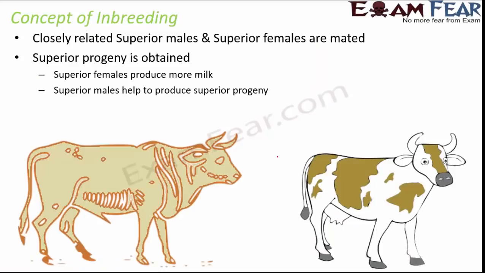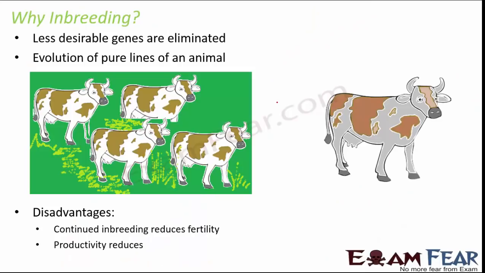What is the concept of inbreeding? Closely related superior males and superior females are mated. Now, when we are mating superior males and superior females, it is quite obvious that superior progeny will be obtained. The superior females produce more milk and superior males help to produce superior progeny. So we take the superior version of both male and female and mate them. That's the concept of inbreeding.